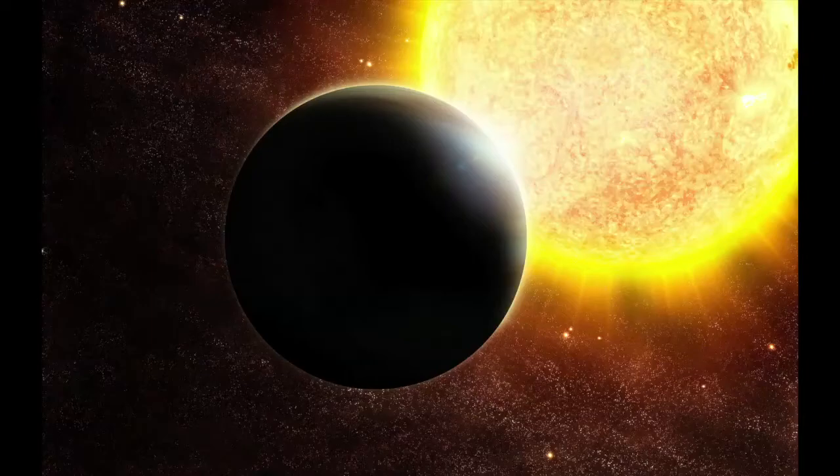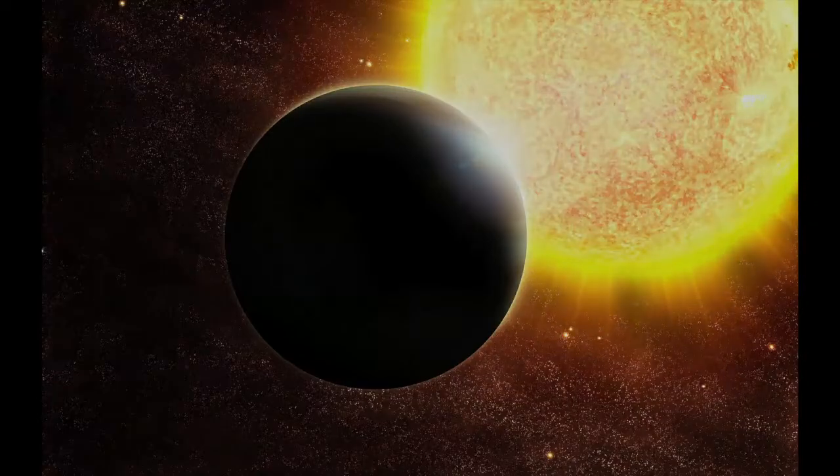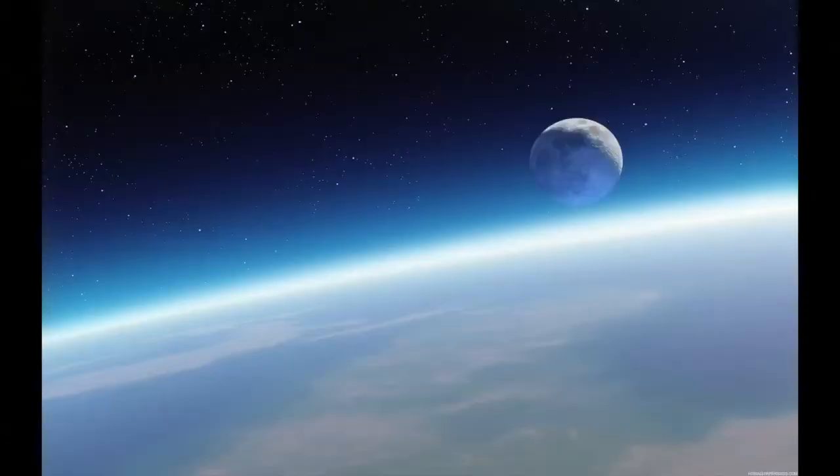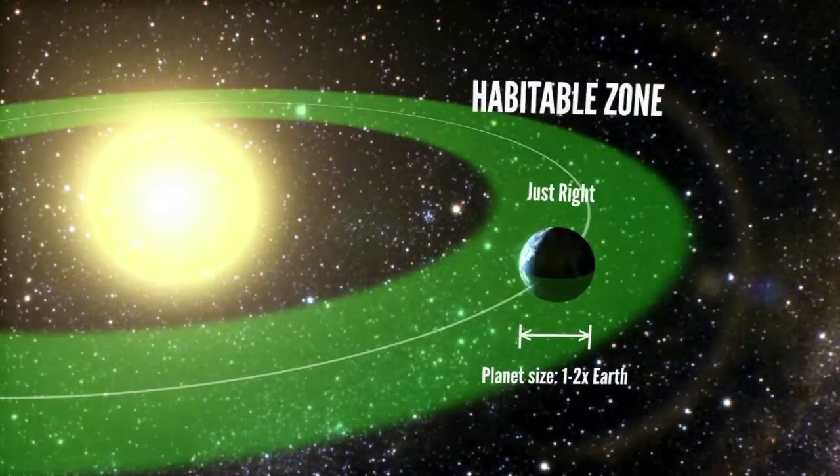When looking at exoplanets, that is, planets outside of our solar system, scientists first try to identify if that planet lies within that star's habitable zone. A habitable zone is the orbital zone around a star in which an exoplanet has the potential to host liquid water on its surface, which we believe is a precondition for life. Earth is in the Sun's habitable zone.